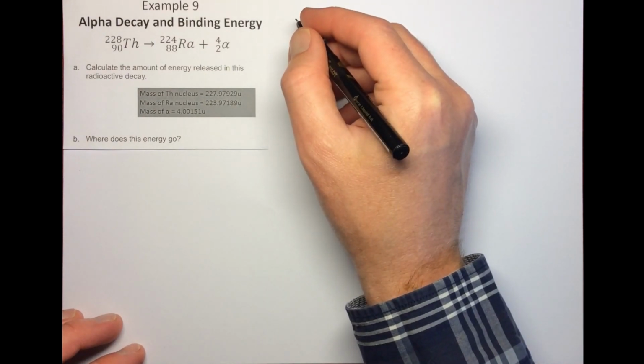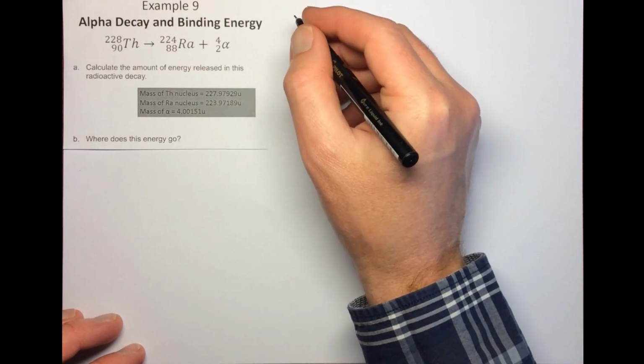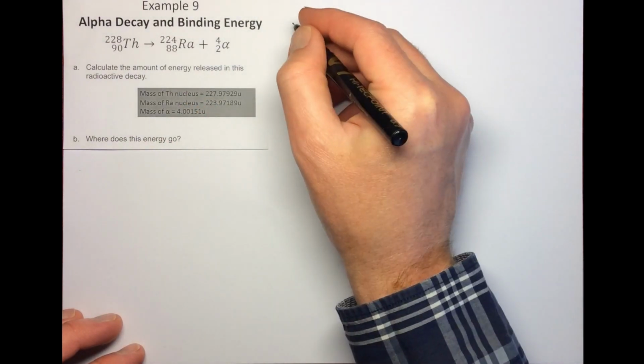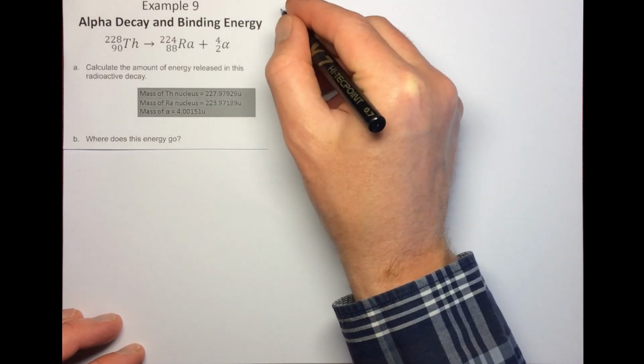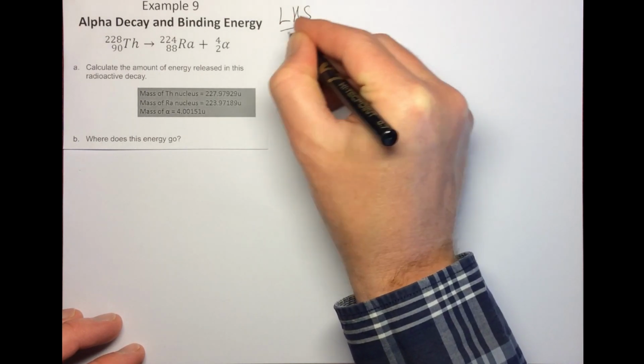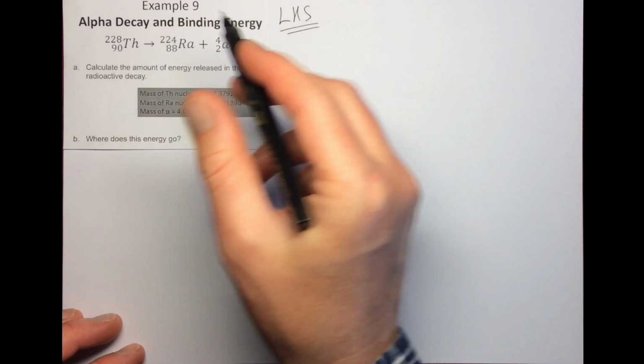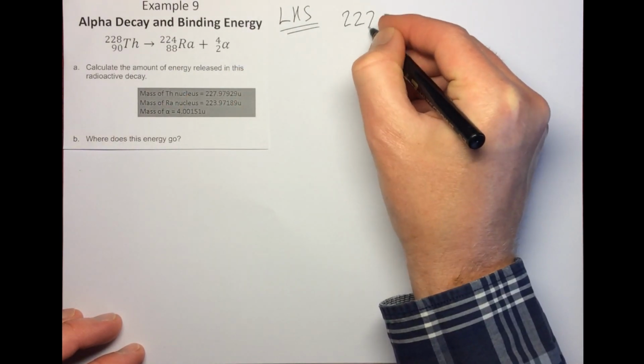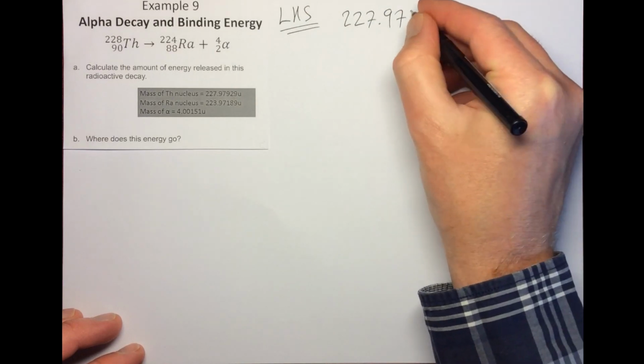So now we're going to work out the actual energy released here. I've already told you where the energy goes. It becomes the kinetic energy of the particles that are produced, or the nuclei that are produced. To work out the energy released, we need to know the mass on the left-hand side. On the left-hand side, we've only got a thorium nucleus. Remember, these masses are the nuclei, so we don't need to worry about any electrons in this case.